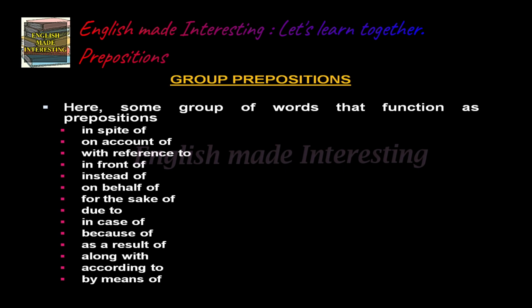Now, there are group prepositions. It is a group of words that function as prepositions. Examples: in spite of, on account of, with reference to, in front of, instead of, on behalf of, for the sake of, due to, in case of, because of, as a result of, along with, according to, by means of. All these are group prepositions. They function as a single preposition.